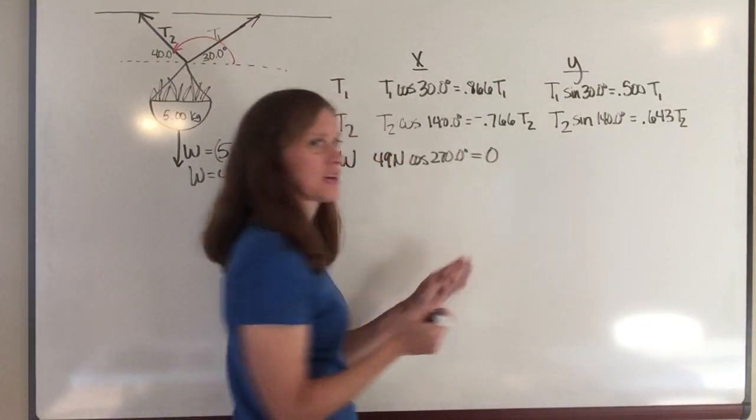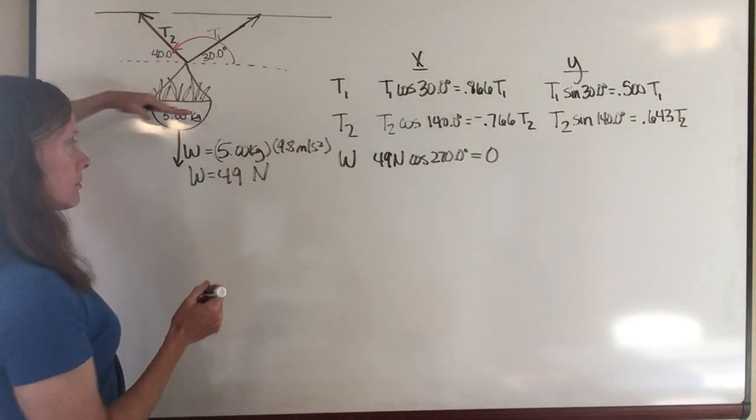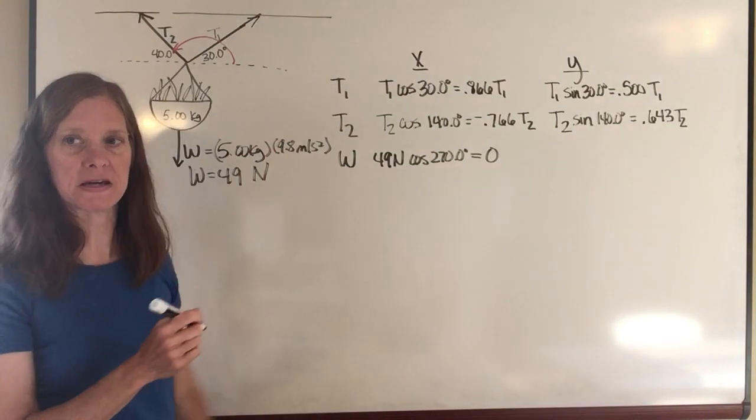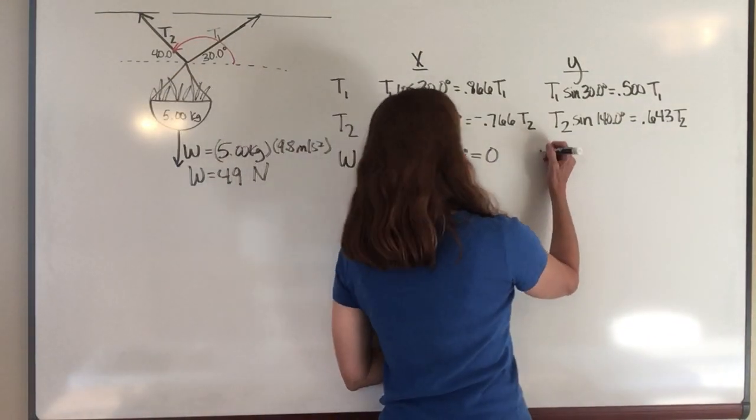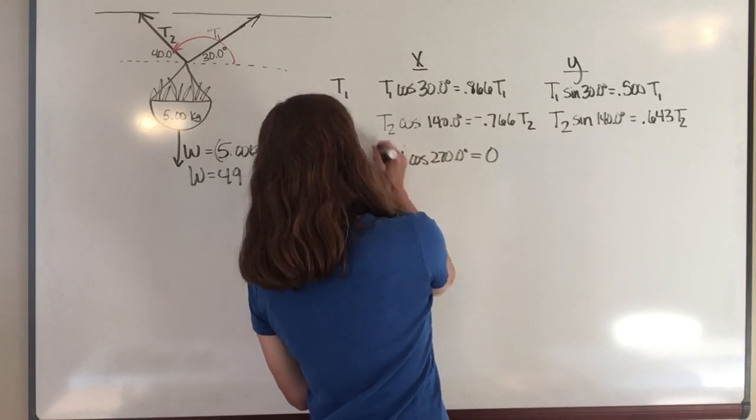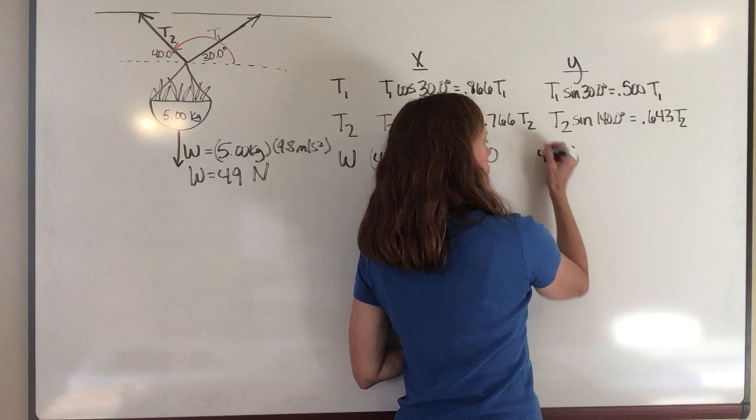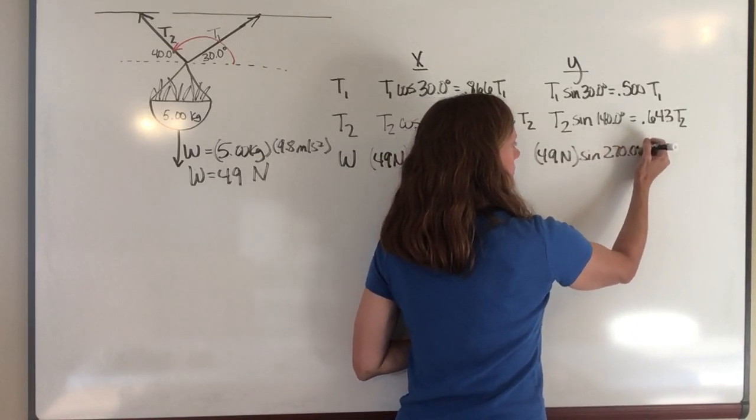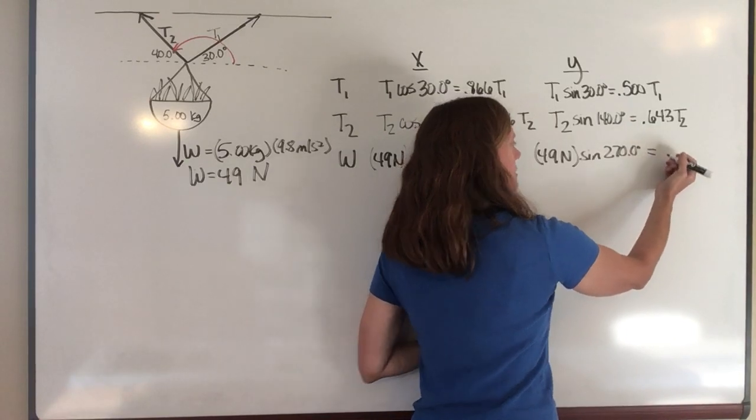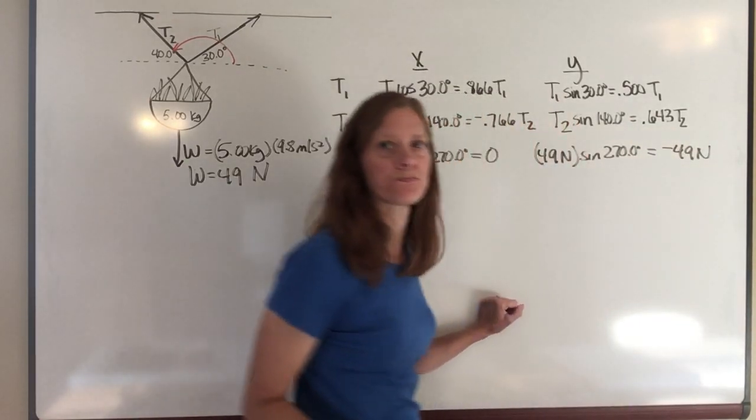And if you think about it, that's what I expect. If the weight is acting straight down, the horizontal component should be 0. So that makes sense. Okay. Then the y component of that is, probably should have had that in parentheses. The y component is going to be 49 newtons times the sine of 270 degrees, and that's going to give me a negative 49 newtons.